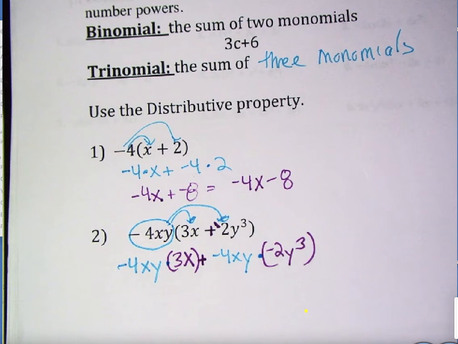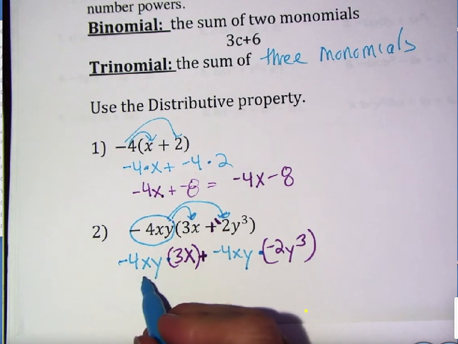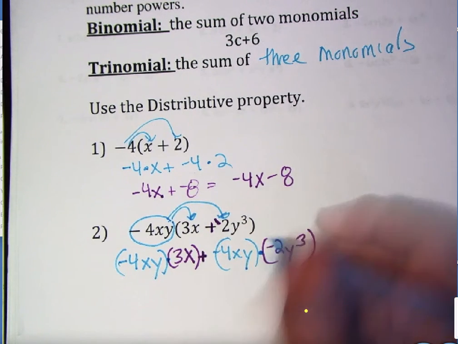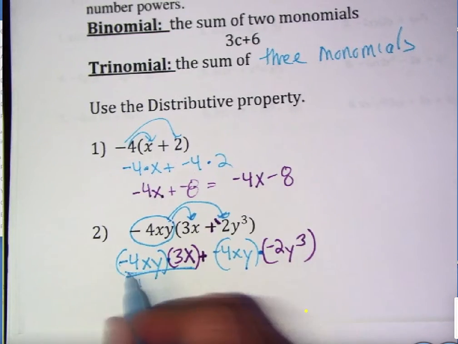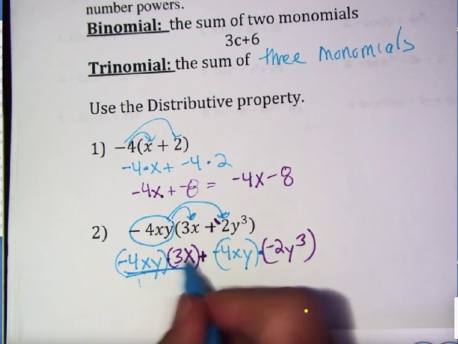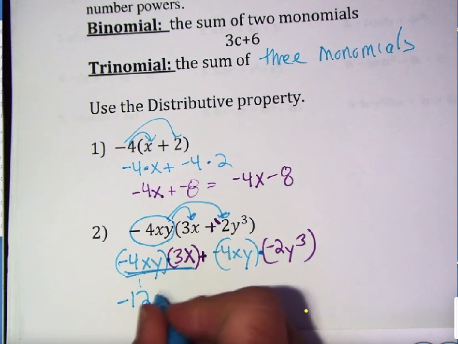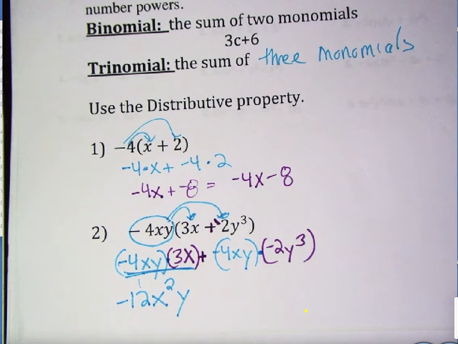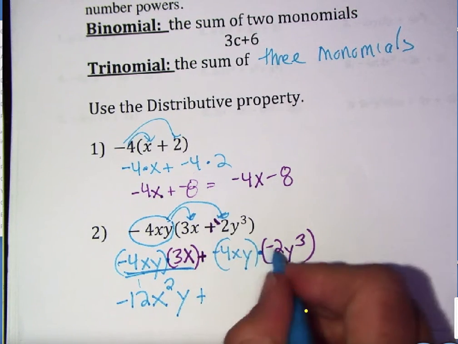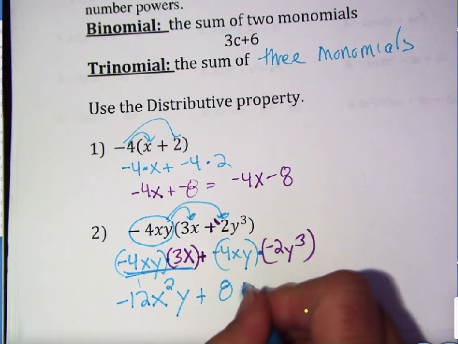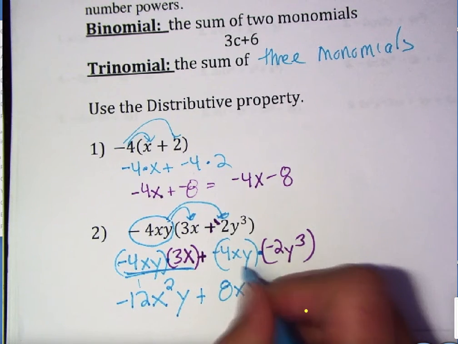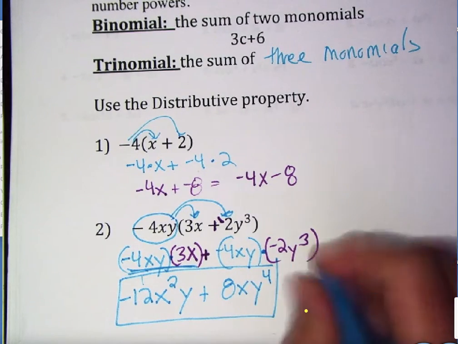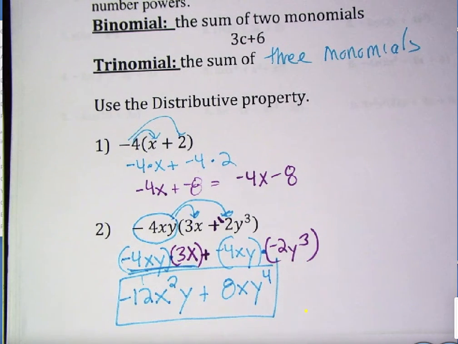But now we can do some simplification, right? We can do negative 4xy times 3x because we know how to do this. We talked about it the last couple of days. Multiply the coefficients. Any like bases, add the exponents. Again, multiply the coefficients. And if you're multiplying by the same base, you can add the exponents. And there we go. We did the distributive property.